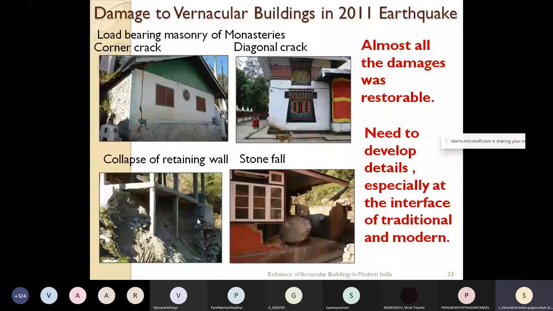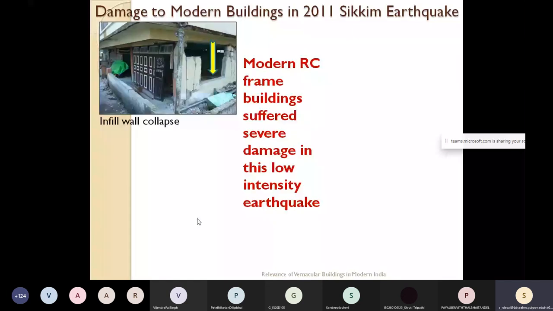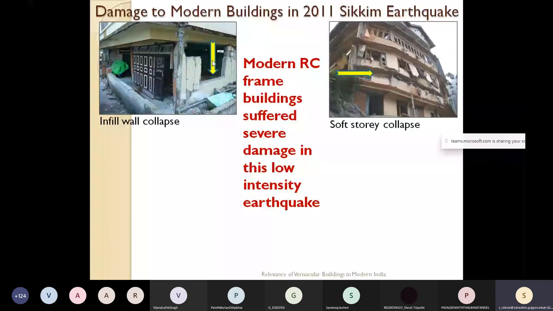Now, finally, I'm at the modern buildings. Modern RCC buildings, what happened? Here is one example, quite close to the epicenter. In a small hamlet of Chungthang, it had some 50 or 80 houses, and a good majority was RCC. One of the things that happened was the collapse of the infill walls. Here is a school building, and it had a soft story, I guess it's a hall. That collapsed, very common for stilted buildings.